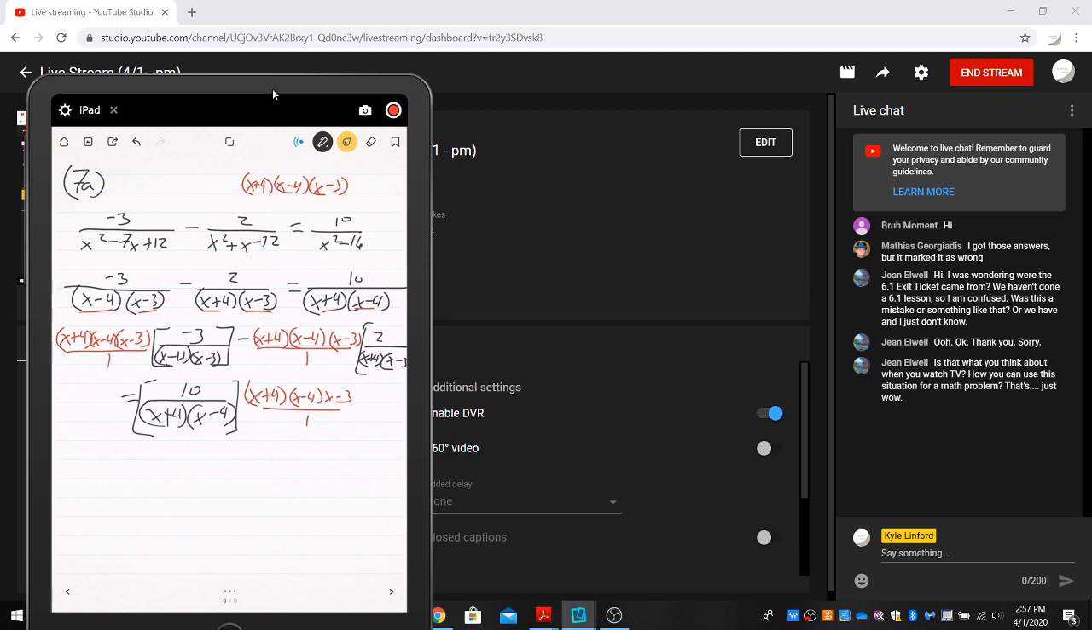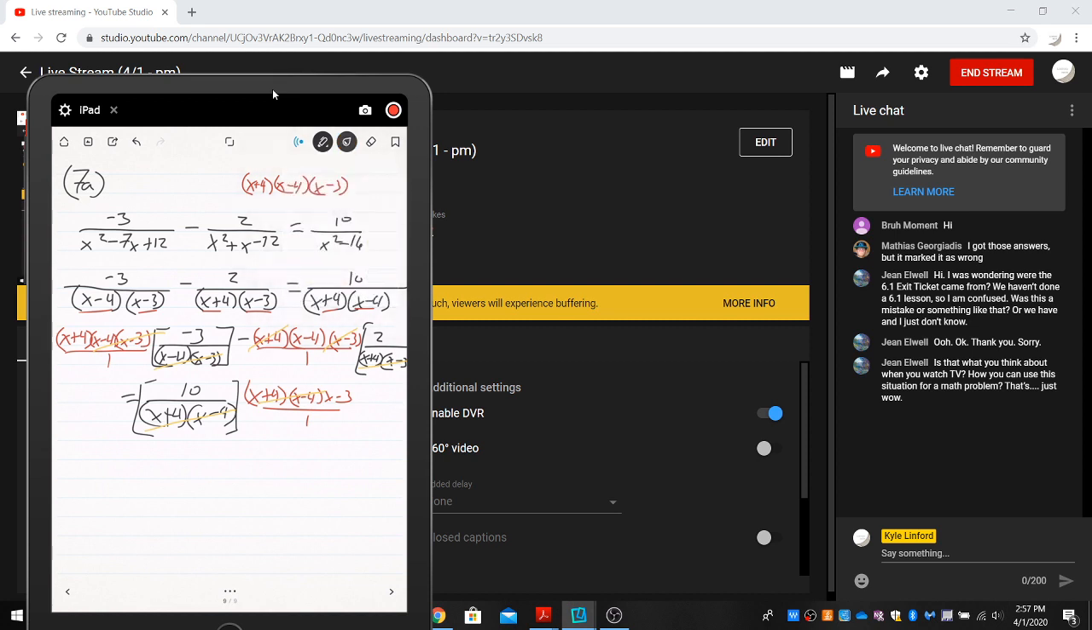So the x minus 4 and the x minus 3 are going to cancel out on the top and the bottom. The x plus 4 and the x minus 3 are going to cancel out. And here the x plus 4 and the x minus 4 are going to cancel. So let's see what we're left with. We have a negative 3 times x plus 4, and then minus a 2 times x minus 4, and then that's equal to a 10 times x minus 3. And here we go. All this work that we've done is just to get the x's out of the denominator. Now we can actually go and solve this problem.